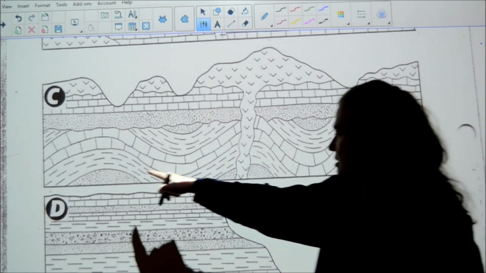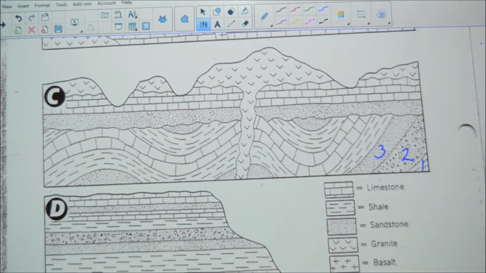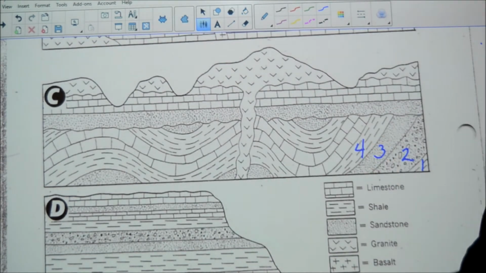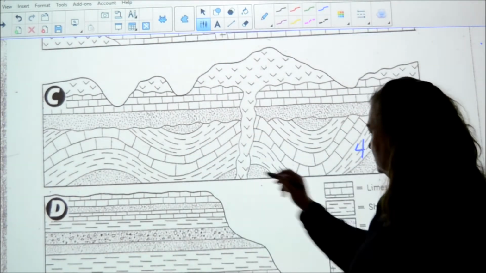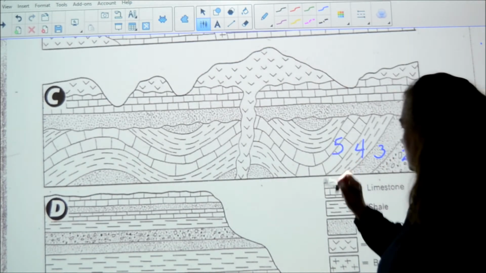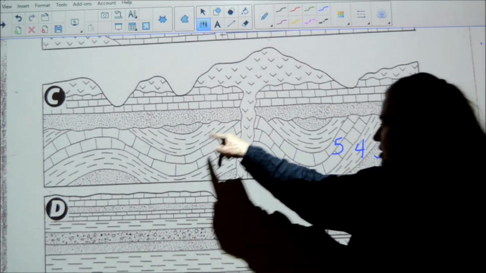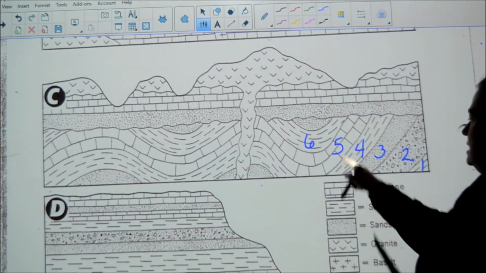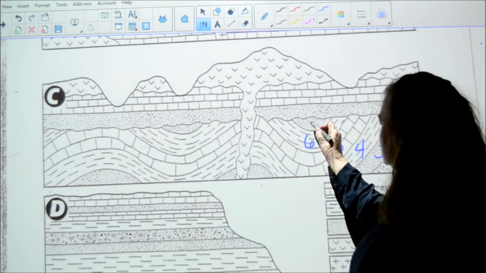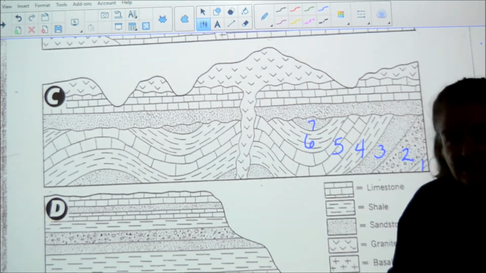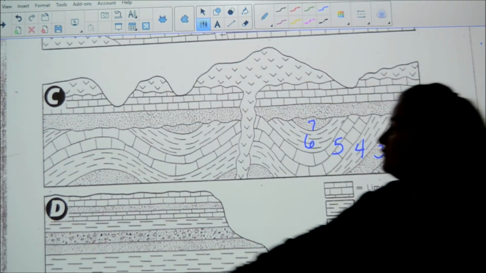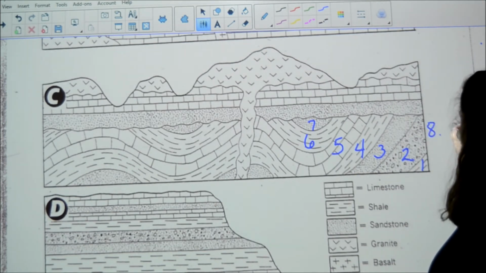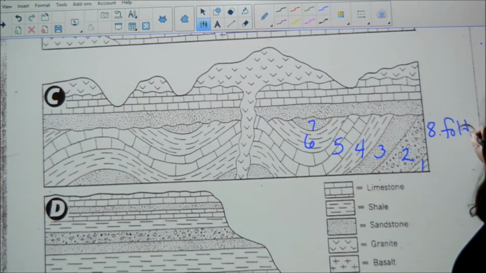Okay, which is the same as those. Next, shale. Followed by the limestone. Shale again. Then this sandstone. My next event that happened is they got folded. So you need to list all your events. So folding.